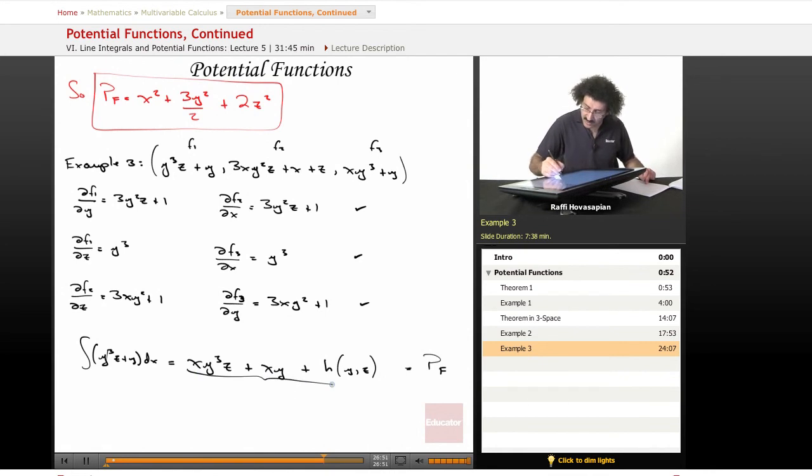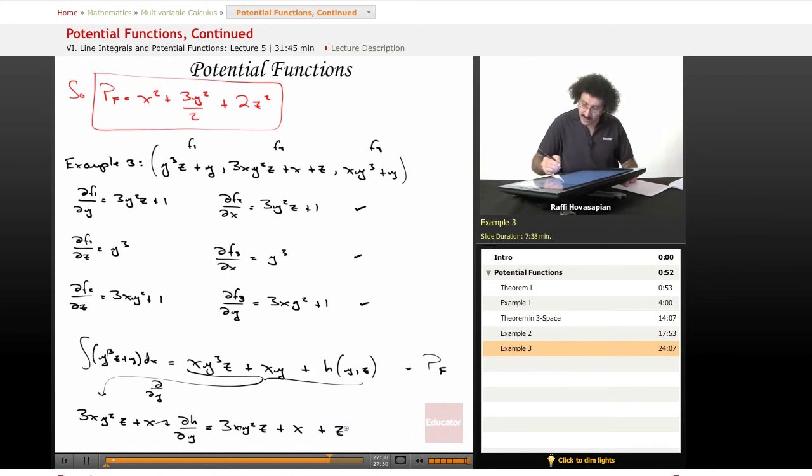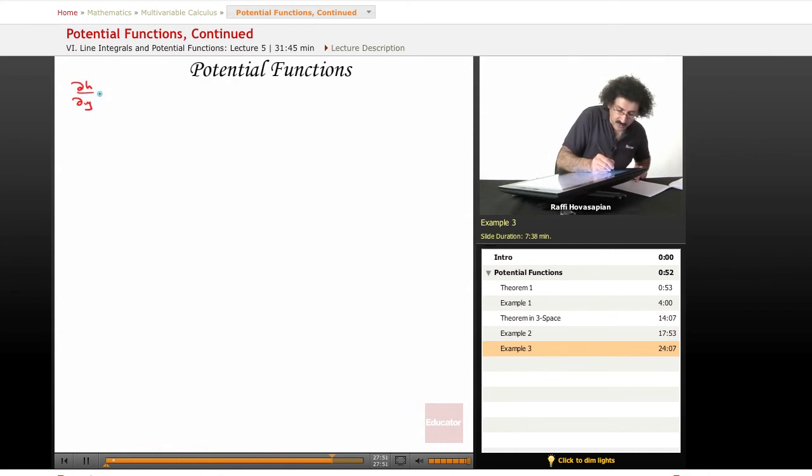Now I'm going to differentiate it with respect to y, and set it equal to the second coordinate function, which is exactly what it is. So when I differentiate this with respect to y, I get 3x y squared z plus x plus dh dy. That equals 3x y squared z plus x plus z. Therefore, because this is this, and this is this, these two are equal to each other. So dh dy equals z.